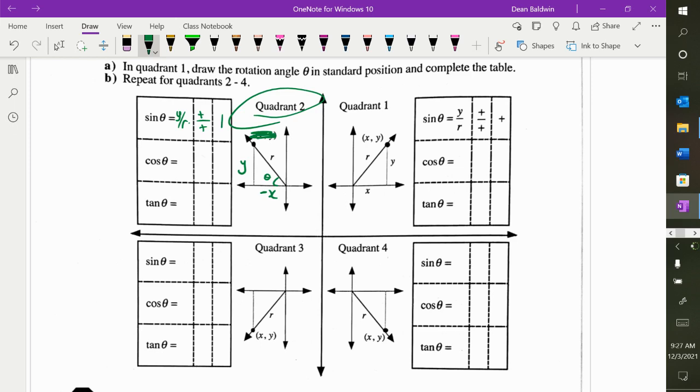Okay, so sine in the second quadrant is always positive. Cosine is what over what? X over R. Now our x is negative, right? And we know r is always positive. So cosine is going to be what in this quadrant? Negative, because it's a negative divided by a positive. So cosine will be negative in the second quadrant.